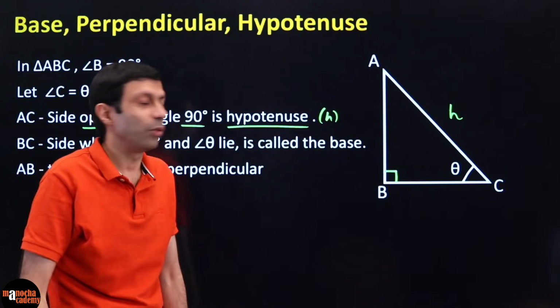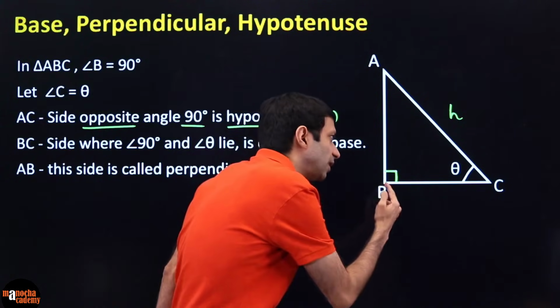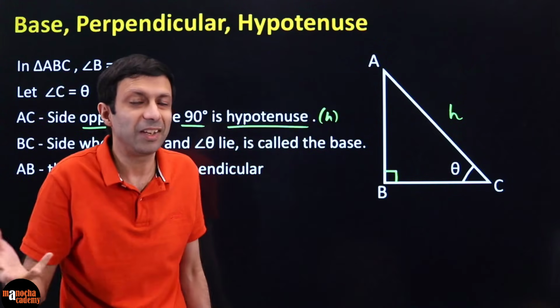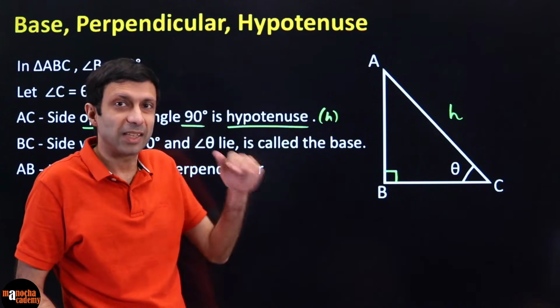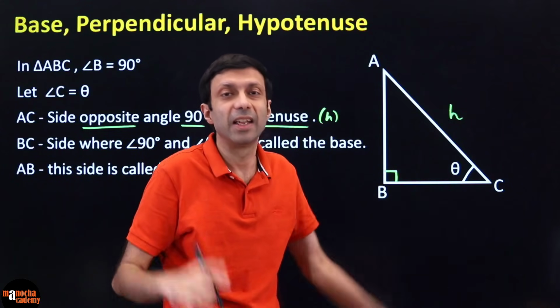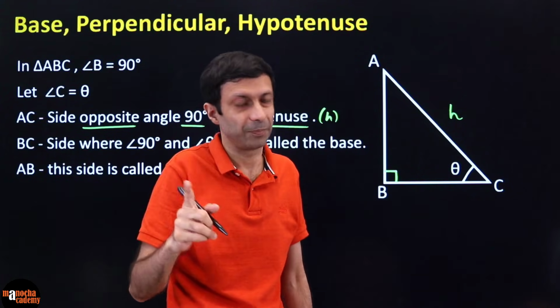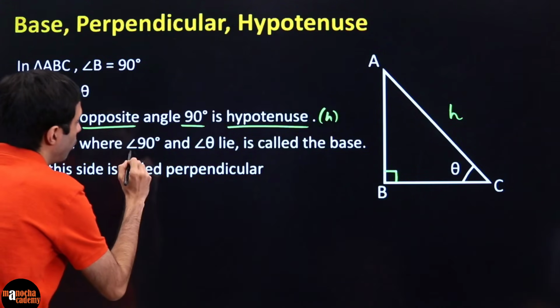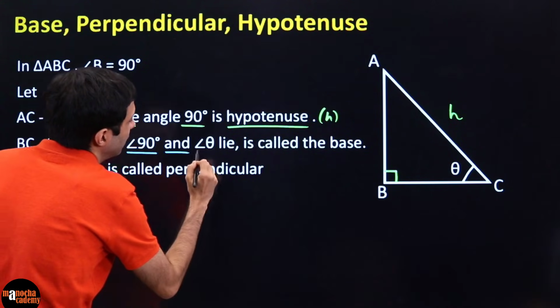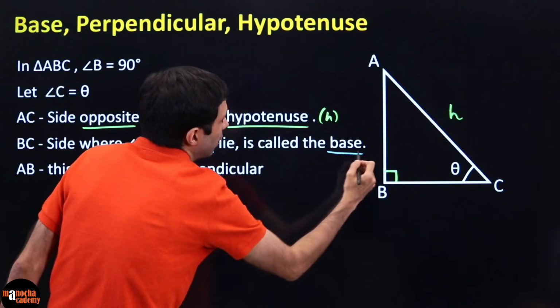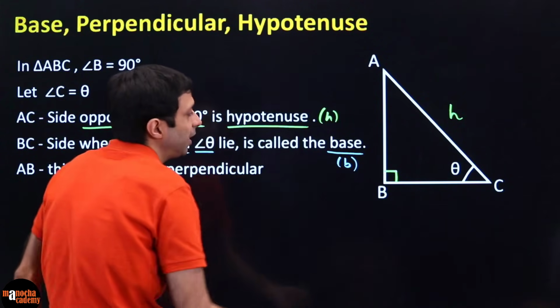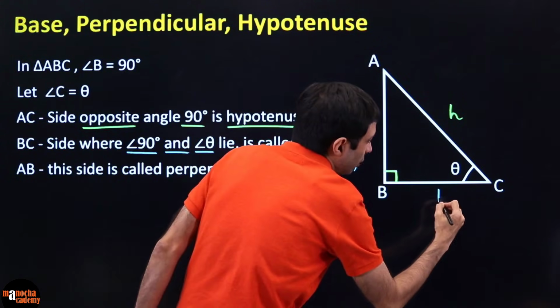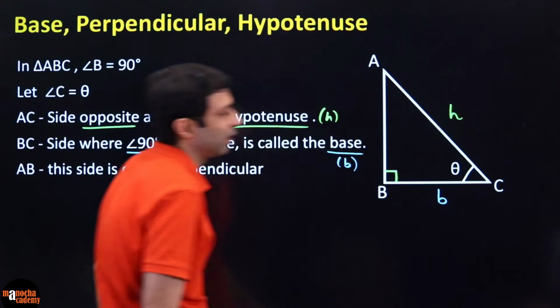Then the side which has both the 90-degree angle and this magical theta that we marked, the side which contains both angles, is called the base. So the side which contains both 90 and the angle theta is called the base, which we are going to represent with B. And so all of you, please draw this diagram and mark this as B here.